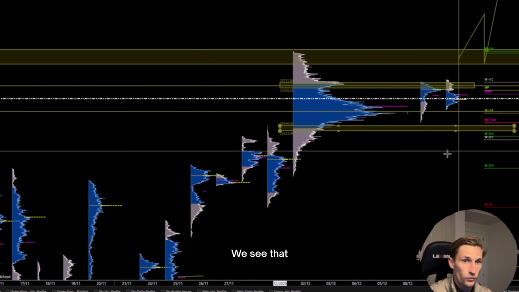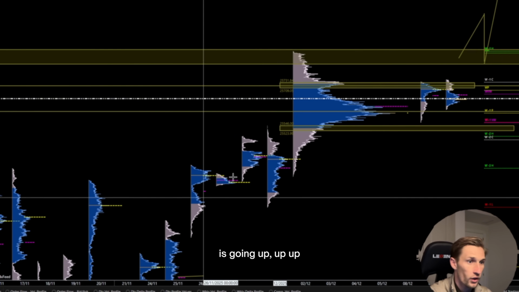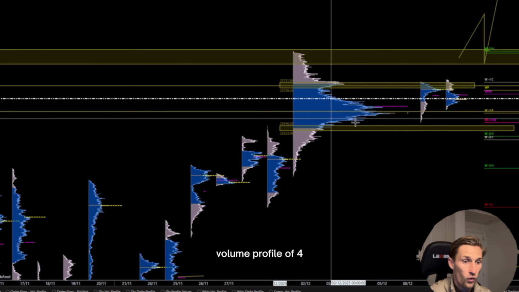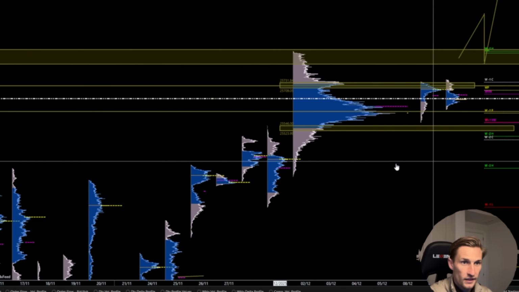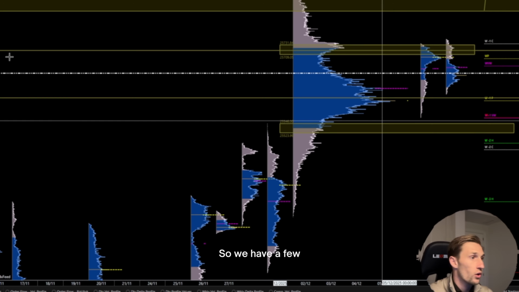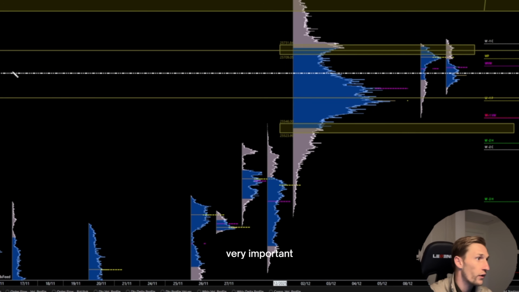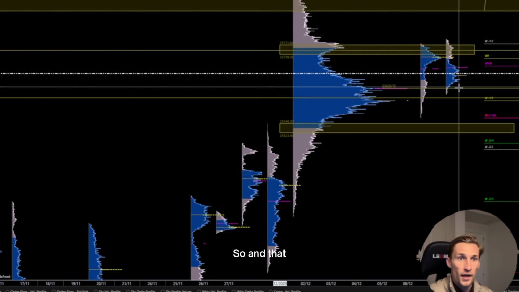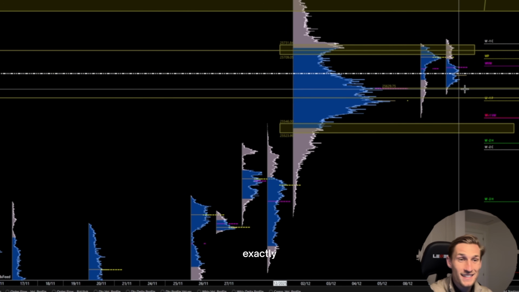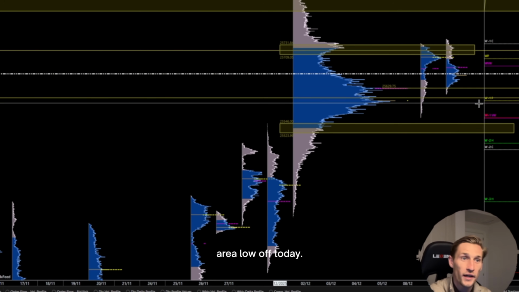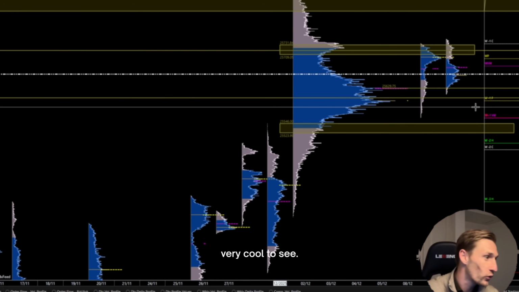And what do we see? We see that that point of control is going up, up, up. And here up. And this was a volume profile of 4 or 5 days. And as you can see here, we are again going up. So we have a few very important levels. We have this point of control over here. And that aligns exactly with the value area low of today. So that's already very cool to see.